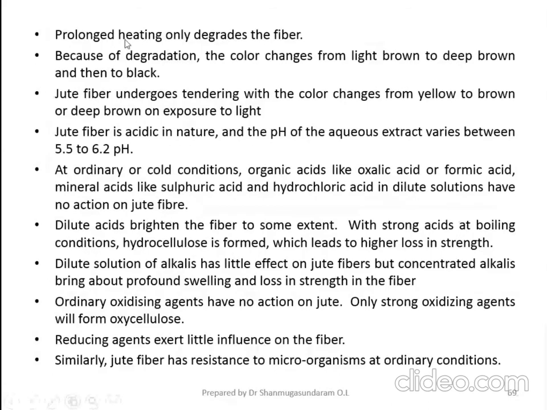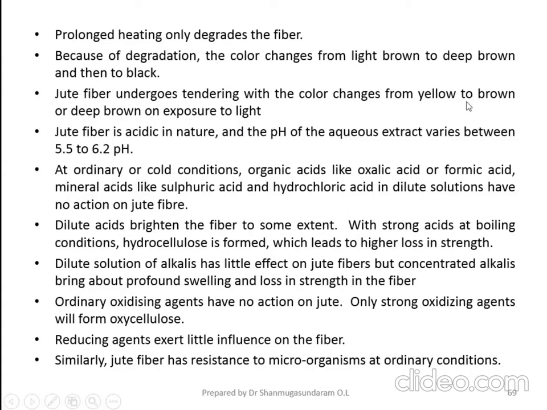Then prolonged heating not only degrades the fiber. Okay. If you prolong the heating process, what will happen? It degrades the fiber nature. So because of degradation, what will happen? The color changes from light brown to deep brown, and then finally you get a black color. So jute fiber undergoes tendering with the color changing from yellow to brown or deep brown on exposure to light. So this color change takes place when the jute fiber is exposed to light.